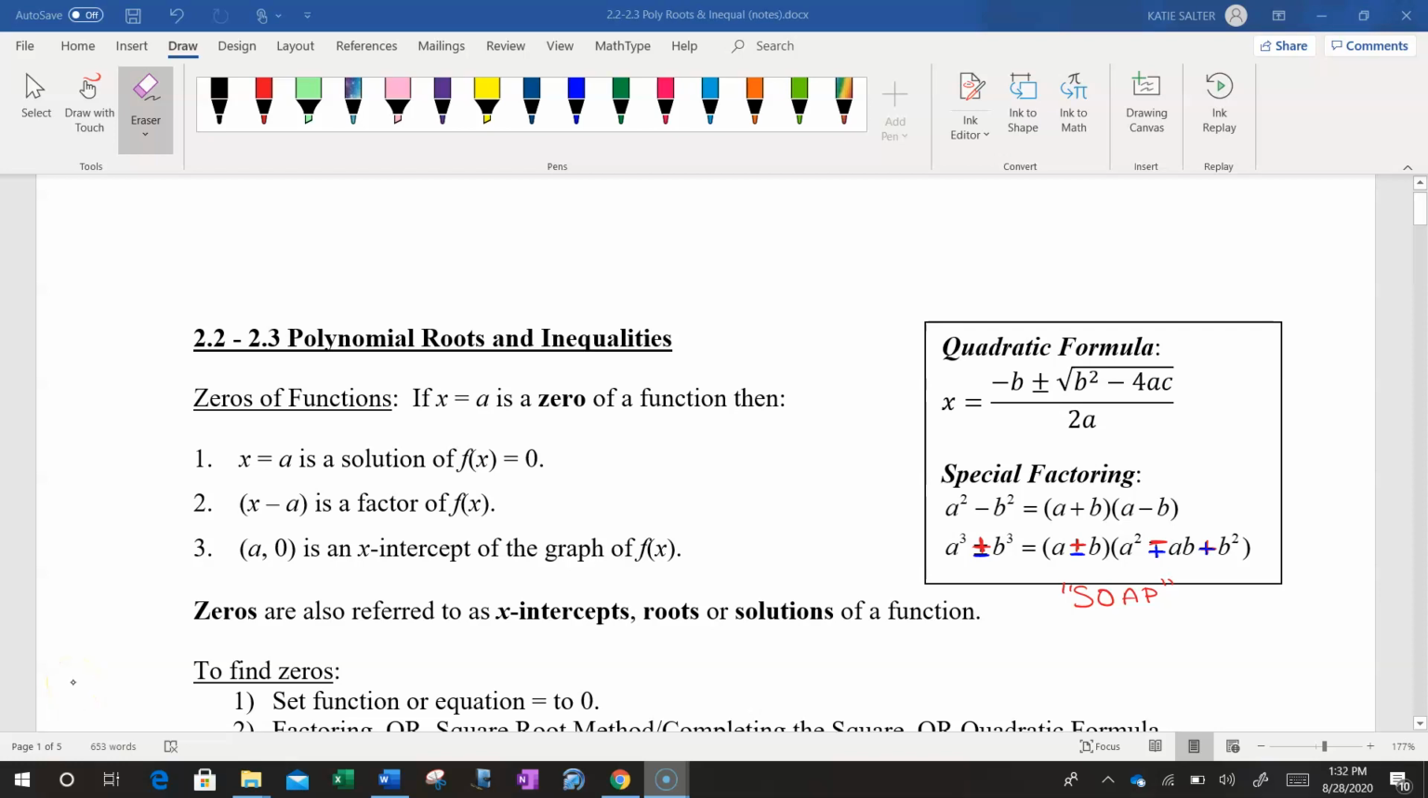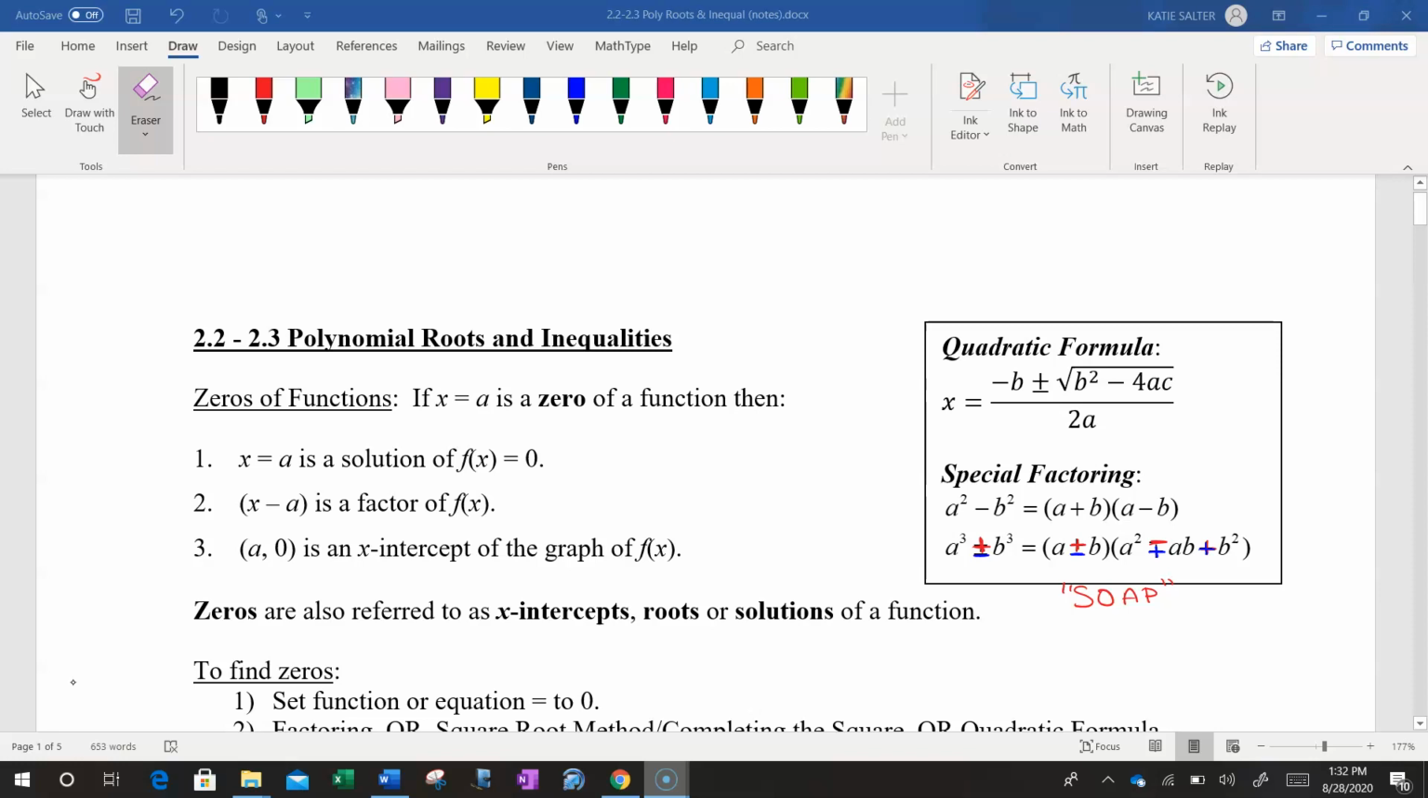Okay, so today we're going to be going back over polynomial roots and inequalities. Just a couple of notes you're going to want to make sure you read through. Zeros of functions: if we have a zero of a function, then x equals a, and a is that zero. x equals a is a solution of that function when you set it equal to 0. x minus a is a factor of that function, and a is an x-intercept of that function.